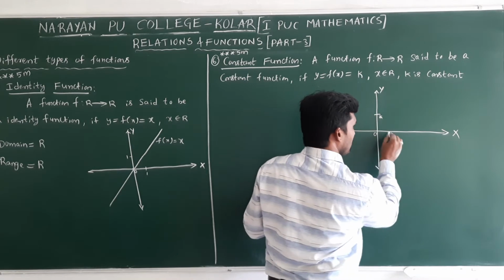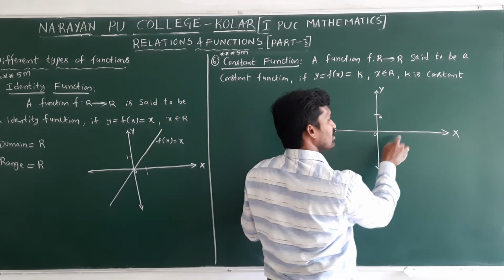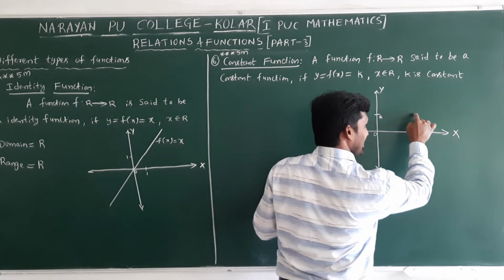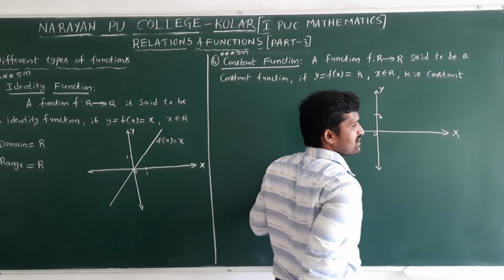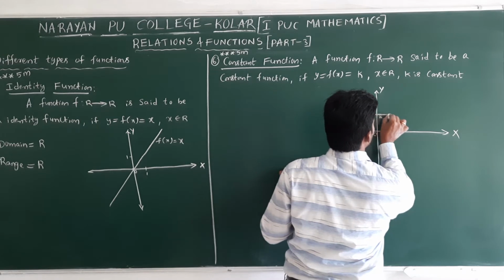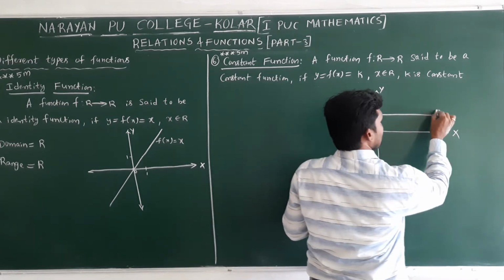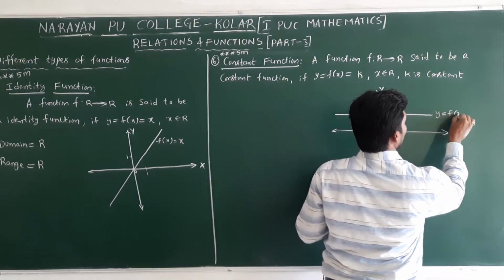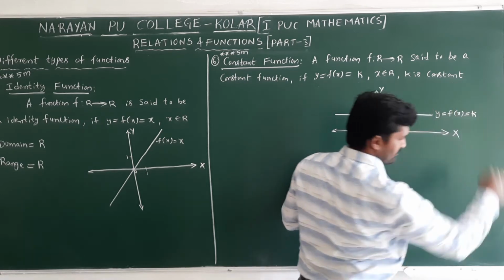0, k only will come. If you take 1, k only. 2, k only. 3, k only. 4, k only. Negative side also. That's why the combination of all points, a line will be generated. This is which one? y equal to f of x equal to k.